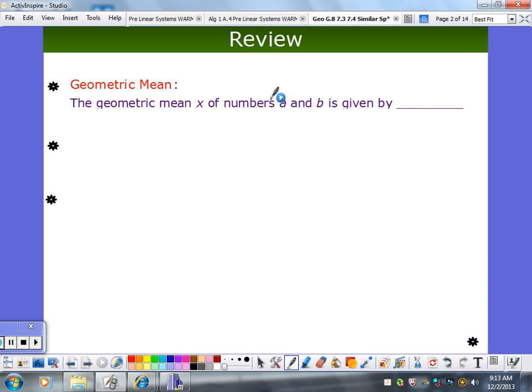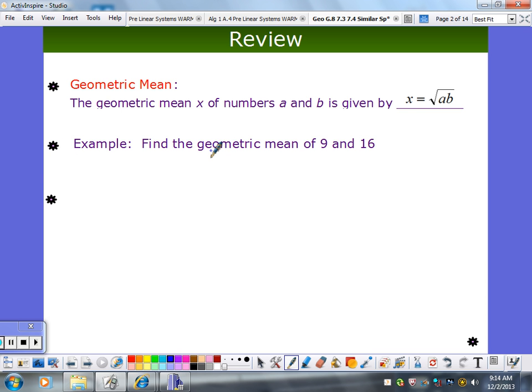If I have two numbers, A and B, how do I find the geometric mean? Multiply them and do what? Take the square root. The square root of the product. So the square root of A times B. That's how you find a geometric mean. Right? Okay. What else do we need to review?